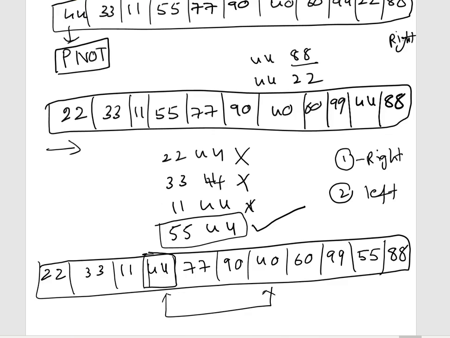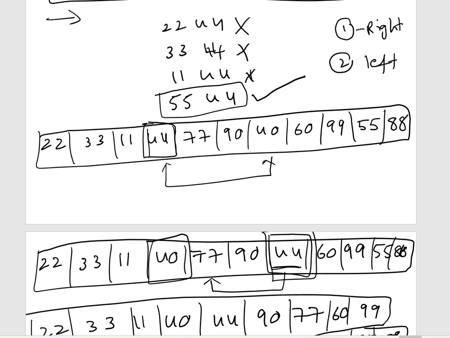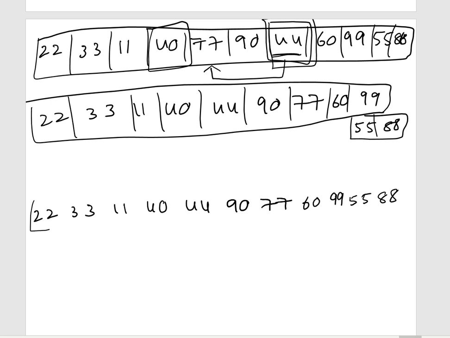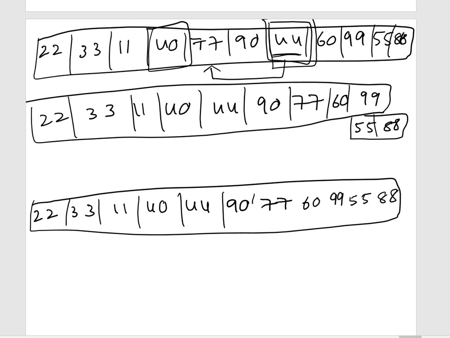So now if you compare. Okay. So now how is the array looking? Let me put it in a single line: 22, 33, 11, 40, 44, 90, 77, and then 60, 99, 55, 88. This is the array I am looking at. Now if you see here, the main pivot value here is 44.